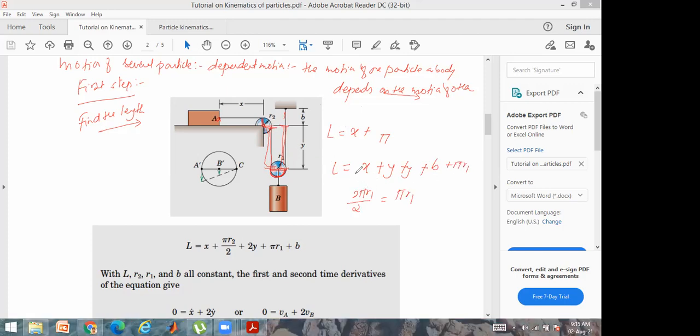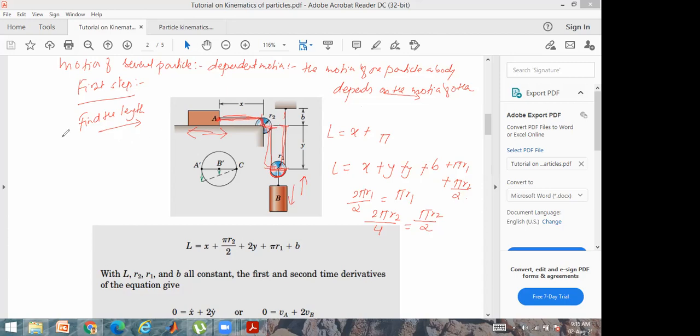Similarly in this case, it is 2 pi r2 divided by 4, since it is at 90 degrees, so pi r2 divided by 2. The total length becomes pi r2 divided by 2. Now see, however I pull A, whichever way I pull A, the length of this rope, or the length of this thread, will not change, it will remain constant. Whether A moves this way or that way, similarly whether b moves down or up, the total length of this rope will remain constant. This is the one thing we should understand.